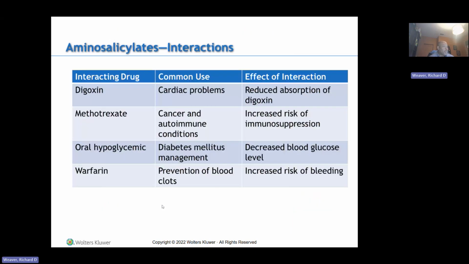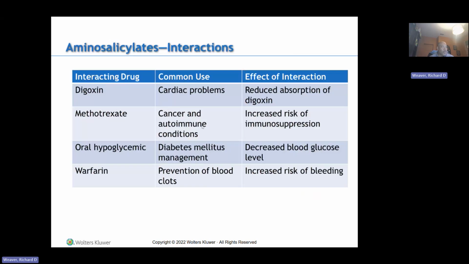All right, now take a look at the interaction table. You guys should be able to read these by now. So basically, when aminosalicylates are given with digoxin, what ends up happening is there's a reduction in absorption of digoxin, right? Digoxin is commonly given for cardiac problems, especially when the heart muscle is weak. And so if given these medications together, if they reduce the absorption of digoxin, then the heart will not get the medication it needs to operate normally.